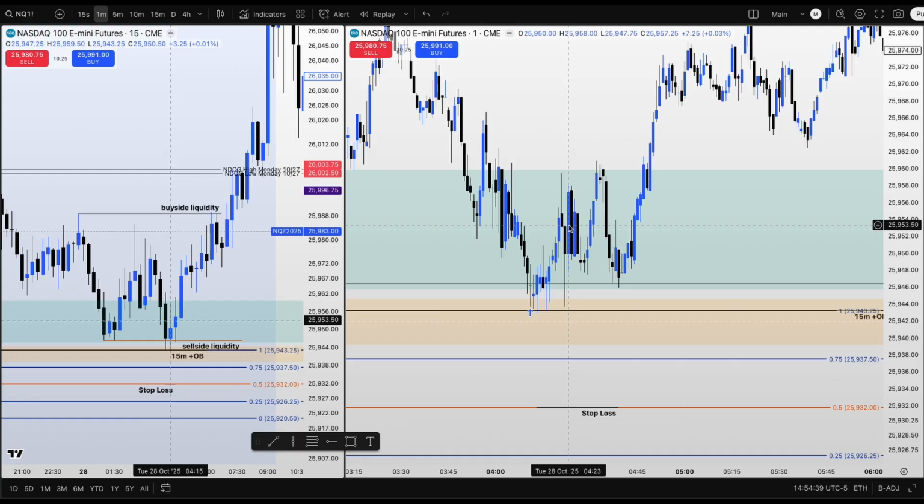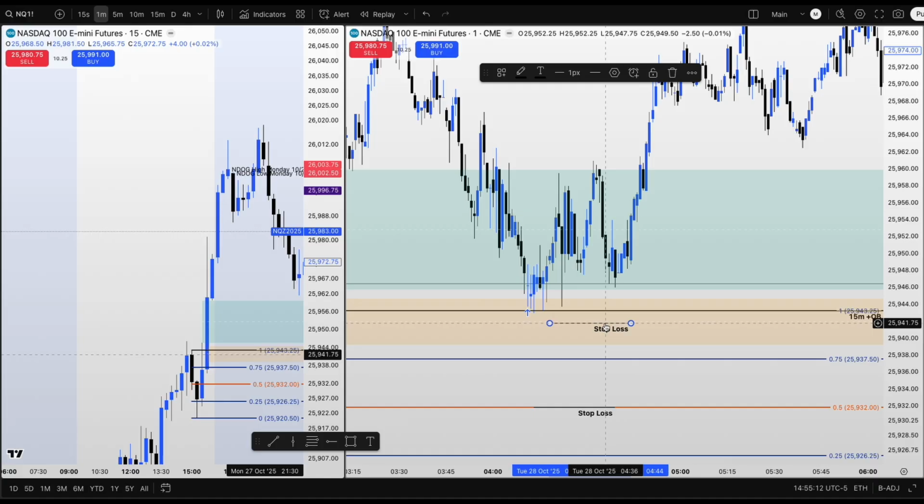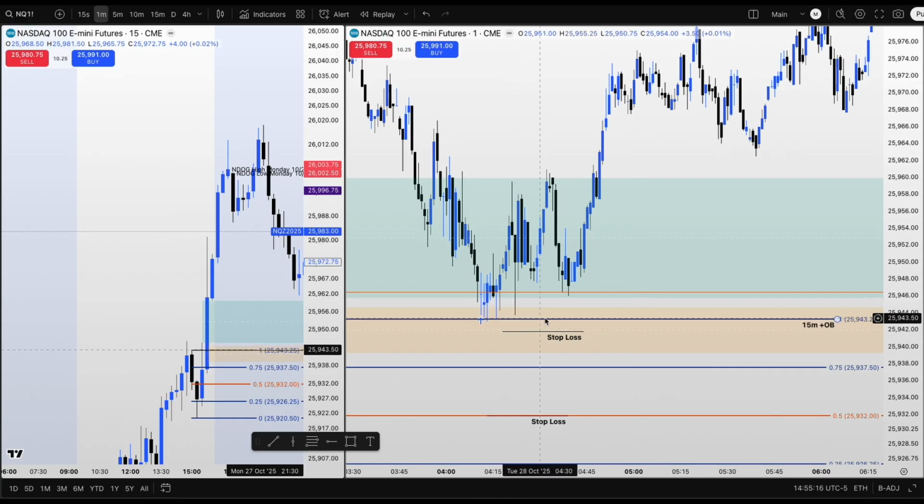And then once we closed above the mean point threshold of this 15-minute, the consequent encroachment of this 15-minute buy-side imbalance, sell-side inefficiency, I moved my stop loss right below the consequent encroachment of the 1-minute fair value gap that I entered off of, because I didn't want to see price return, especially go below the high of the 15-minute order block here.